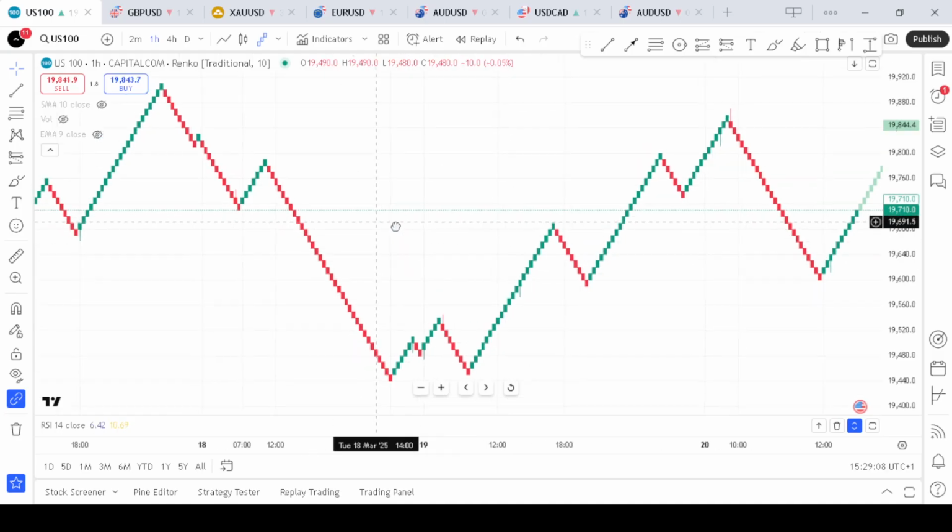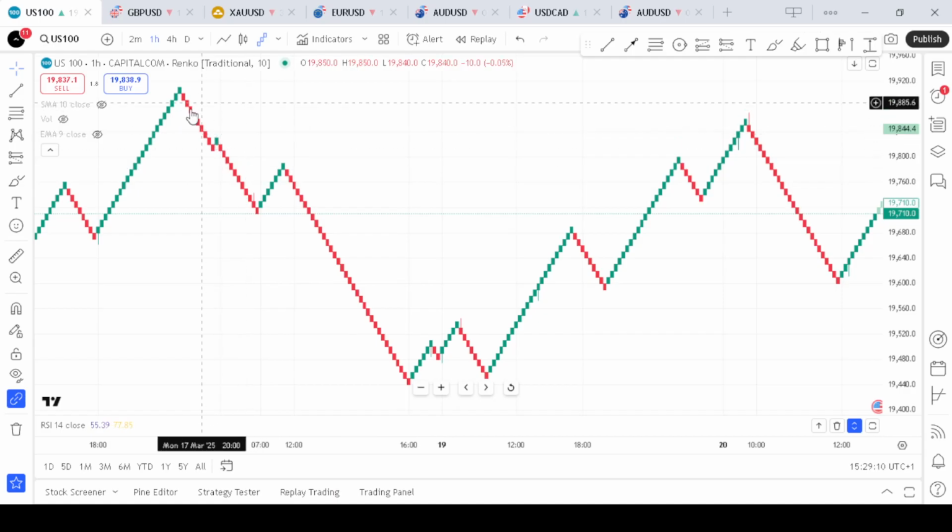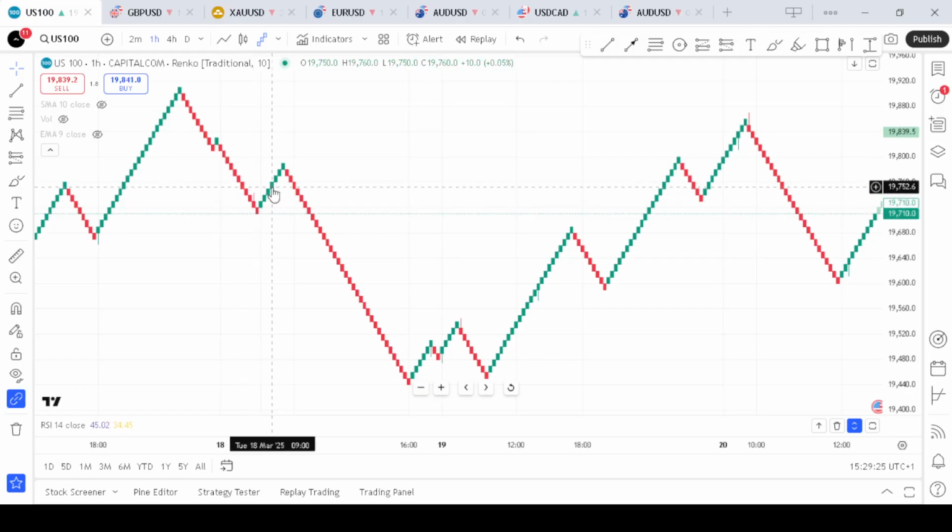Now let's see how we can enter our trade. Once we have spotted the direction, we have seen a series of 1, 2, 3, 4 bricks. We wait for a new green brick to form. This green brick will indicate a pullback. Once we see the green bricks change back to the red brick, it signifies the pullback phase is over.